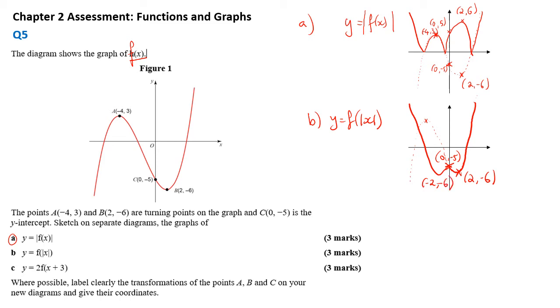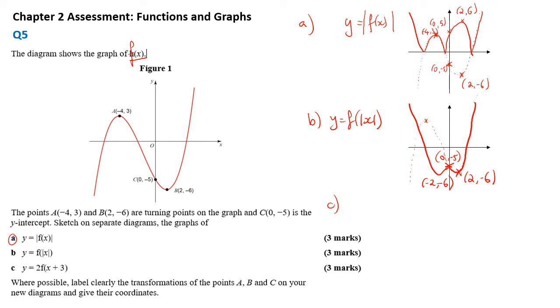Okay, now as it happens, at this point, minus 4, 3 doesn't go anywhere. Basically, when x is minus 4, I'm going to get the same value as when x is 4. So that point doesn't appear under this transformation.